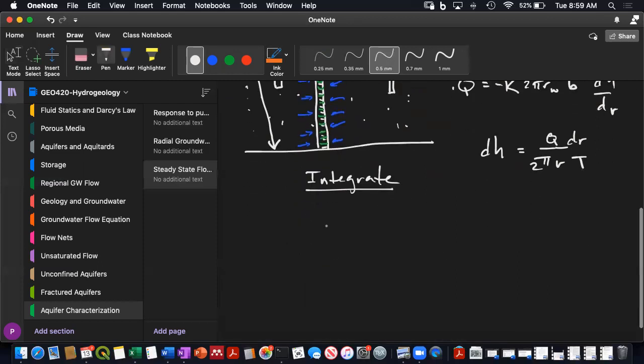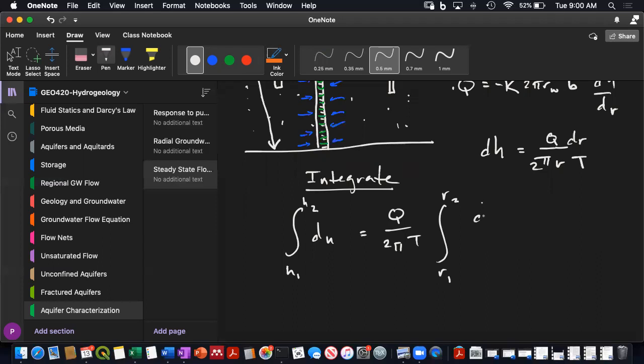All right, so now I'm going to integrate. So I'm going to integrate from H1 to H2 dH plus Q over 2 pi T integral from r1 to r2 dr over r.